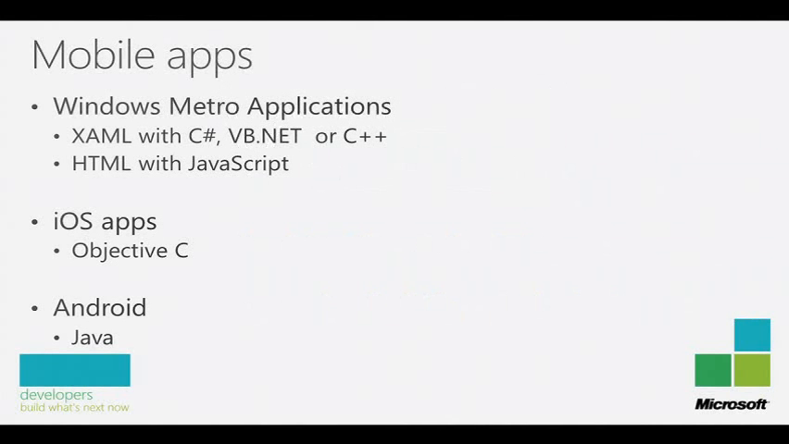Now, if you want to create a mobile application, what are your options today? Well, you have a lot of options. If you want to create a Windows Metro application, then you need to go for HTML or XAML. Normally, these should be things that you've seen today. If you want to create an iOS application, you need to go for Objective-C. And if you want to go for Android, you need to type some Java code.